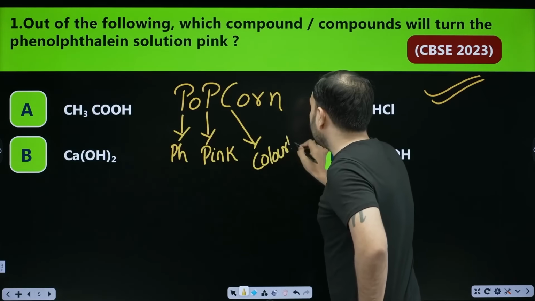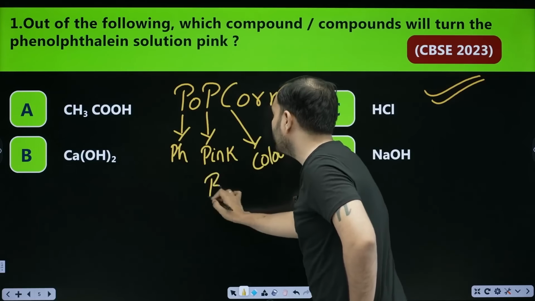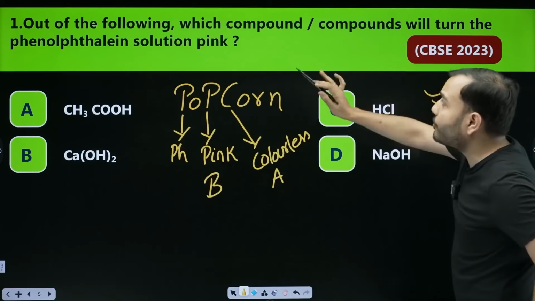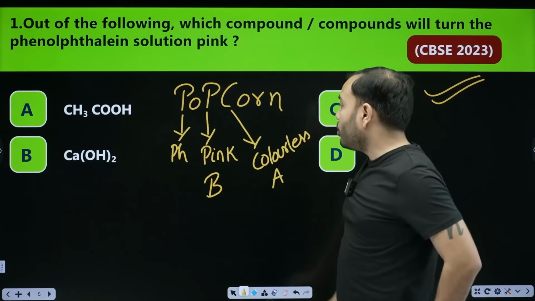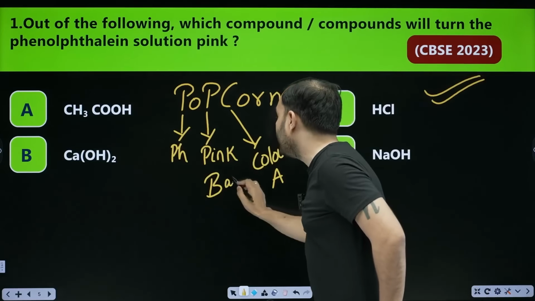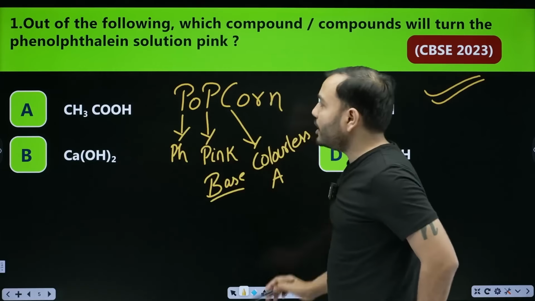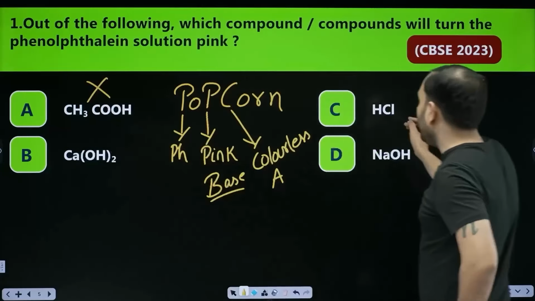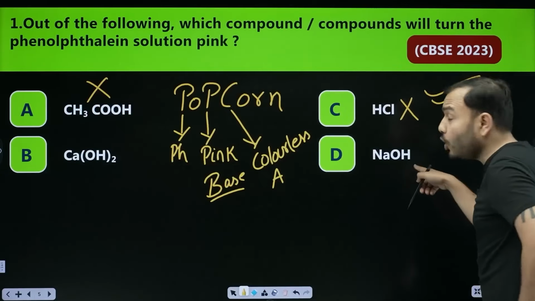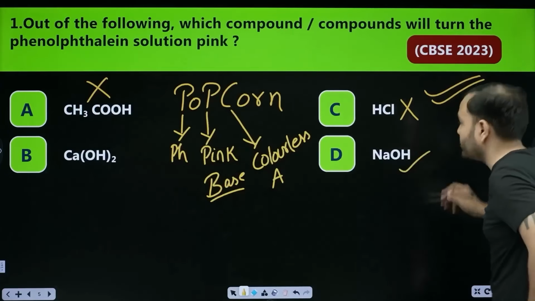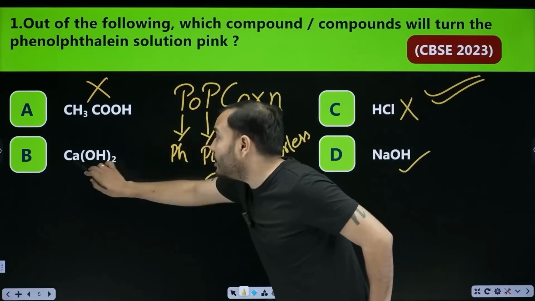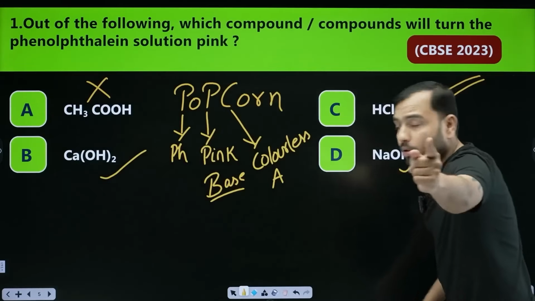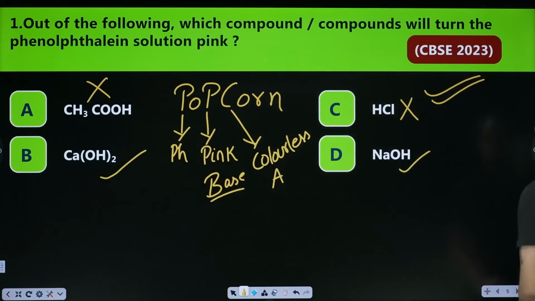And I know first comes base and then comes acid. Now what is it saying? Which compound will turn the phenolphthalein solution pink? Who can turn it pink? Base. So we have to find the base among these. This is CH3COOH, acetic acid, no. This HCl, no. NaOH, metal and OH, base. Ca(OH)2, metal and OH, base. So two options are correct, B and D. Tell me, did everyone get the answer? Let's do the next question.